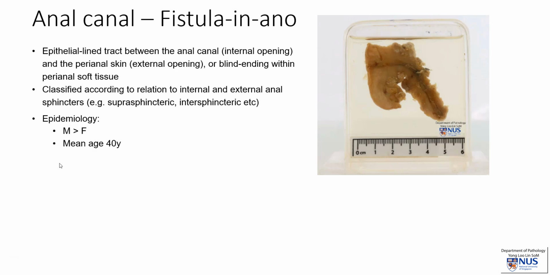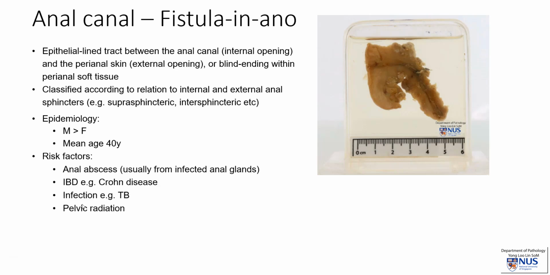It tends to occur more frequently in males with a mean age of about 40 years, and some of the risk factors include presence of prior anal abscess, and this usually occurs because of infected anal glands, pre-existing conditions such as inflammatory bowel disease, in particular Crohn's disease, and in this instance we may actually see granulomas microscopically, infections, for example TB, and history of pelvic radiation.